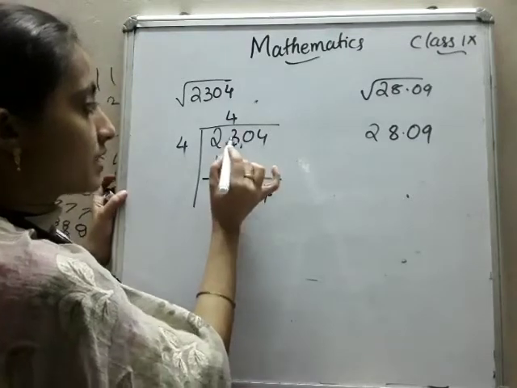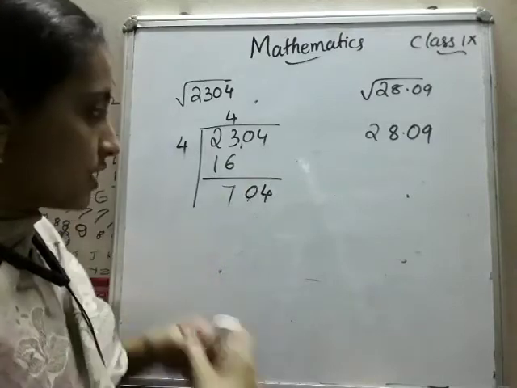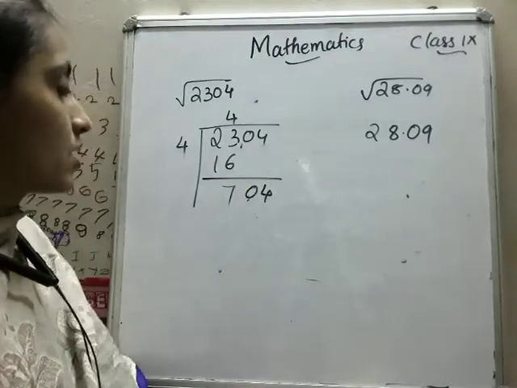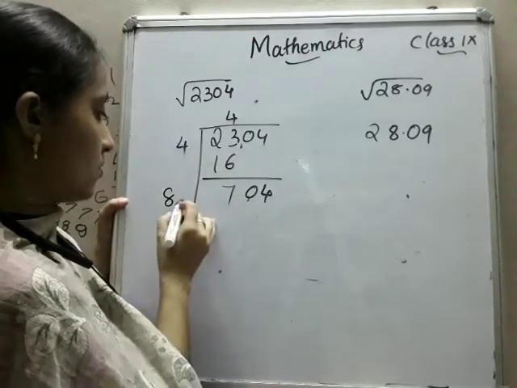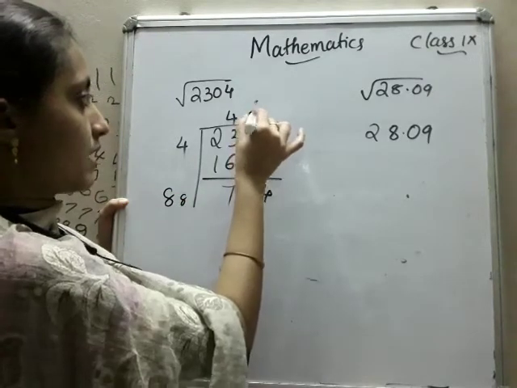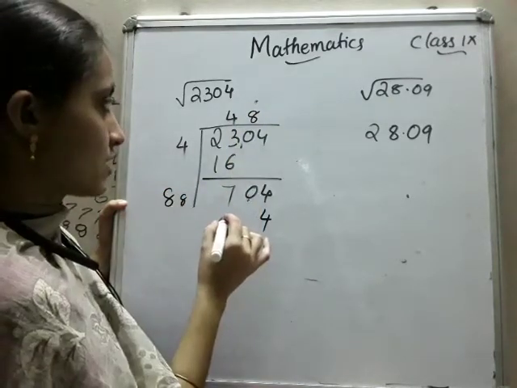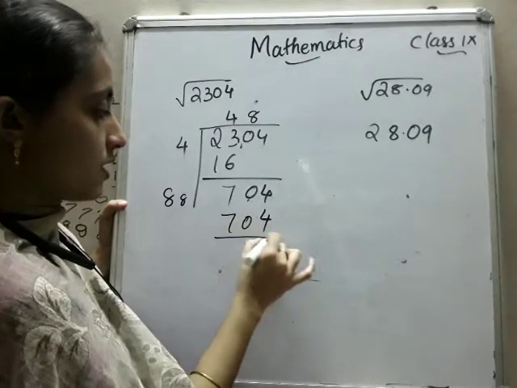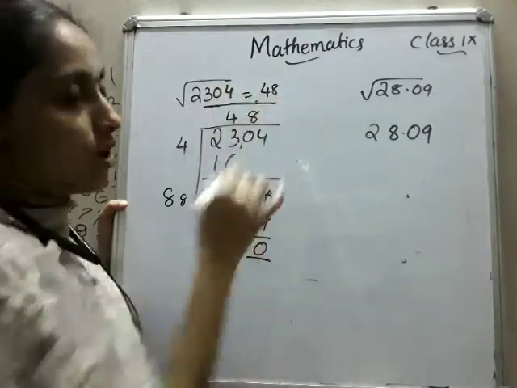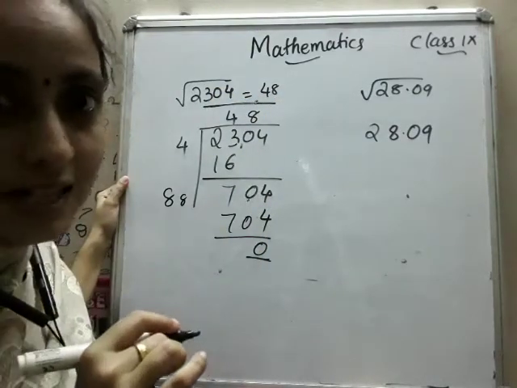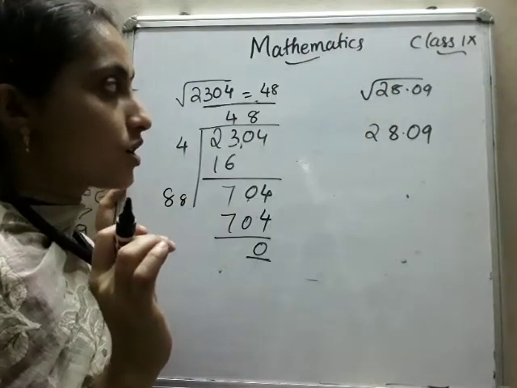So then 23 minus 16 is 7. So 7 and 04, you got 704. Double of 4 is what? Double of 4 is 8. So which number will come? Almost 8. So 8, 64, 4, remainder 6, then 64, 6, 70. So you got 0. So the answer is what? 48 will be our answer. This is the square root of 2304.